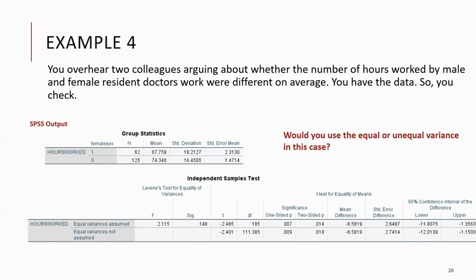Once again, we're given the group statistics, where we're told the sample size for female is 62, and the sample size for male is 125. We're provided the mean and other test statistics here. And I go ahead to ask again, whether we use equal or unequal variance here.